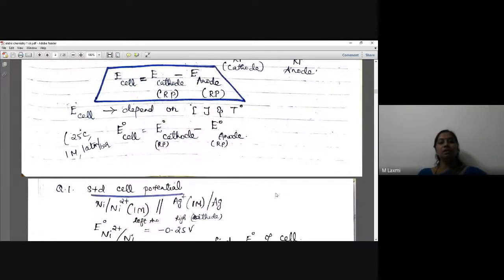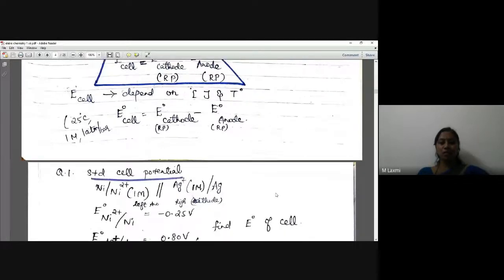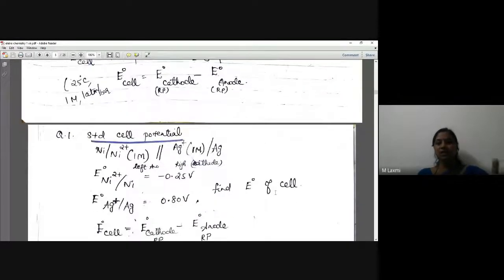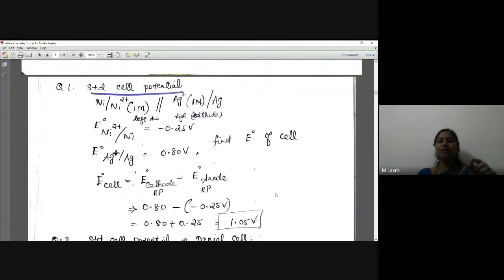Then we saw few numericals based on standard cell potential. Say for example, in numerical one, where they have given the E naught of nickel and E naught of silver, and they have asked me to find E naught of cell. So what is the formula for finding E naught of cell? E naught of cathode minus E naught of anode. All these are RP. But before solving the numerical, my first duty is I need to check whether SRP is given or SOP is given.